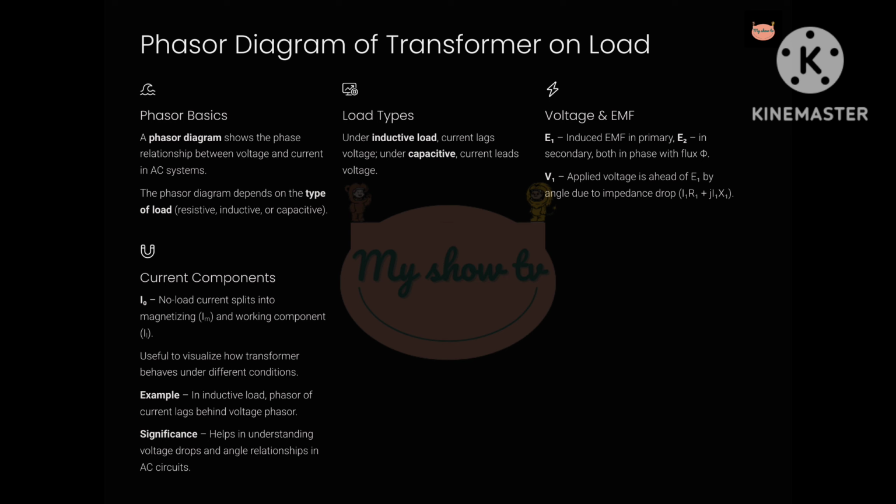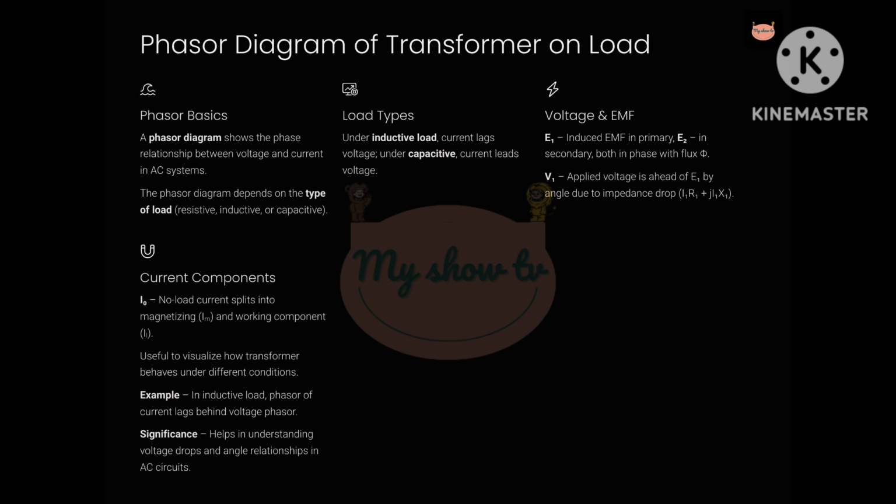1. The core flux, phi, is taken as the reference. The induced EMFs, E1 and E2, are in phase with this flux but in opposite directions. 2. When no load is connected, the transformer draws a small current I0, which consists of Im, the magnetizing component, lagging phi by 90 degrees, and Iw, the working component, in phase with voltage and responsible for core losses.